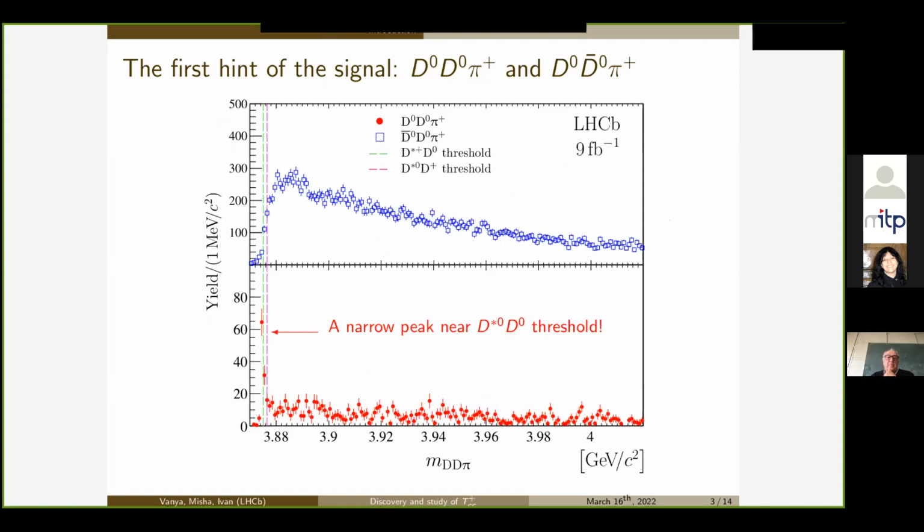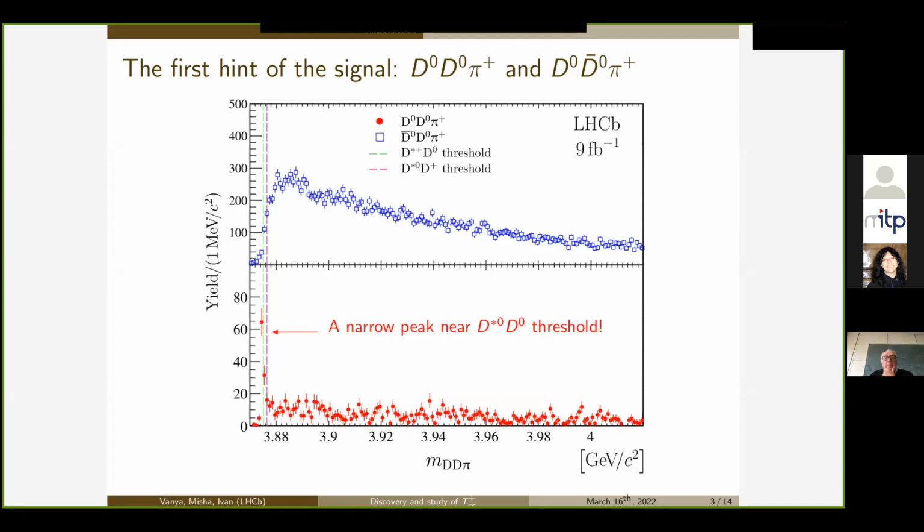You see the huge peak somewhere near the threshold of the DD star. And if you look at the similar plot, which is for the D0 anti-D0 pi plus, which is the blue on the top, there is no such structure there. Therefore, you can understand that the peak we see in the D0 D0 pi plus is not some artifact or reflection of these charm or anti-charm events.